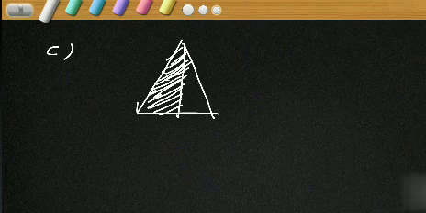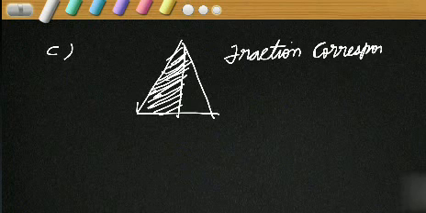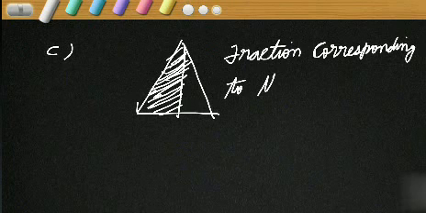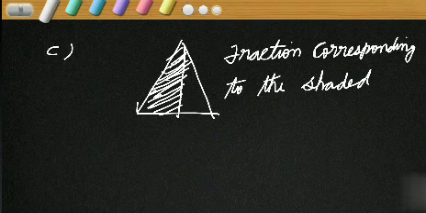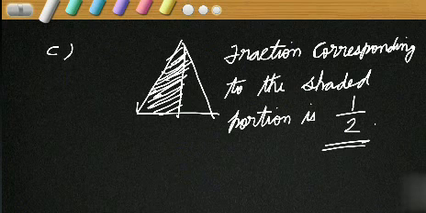Okay, so write down: the fraction corresponding to the shaded portion is, what is it? Out of 2 only 1 is shaded. How can it be read? Yes, 1 by 2. 1 by 2 is the fraction corresponding to this shaded portion.